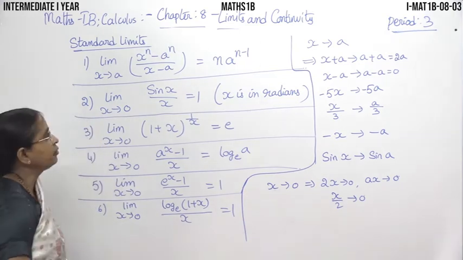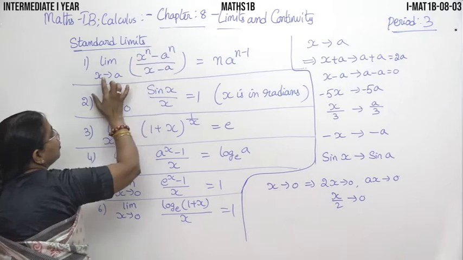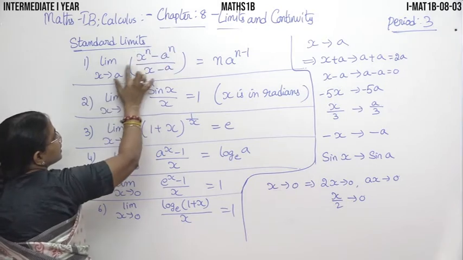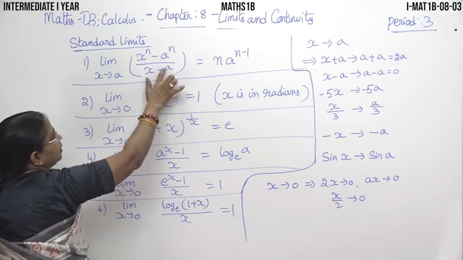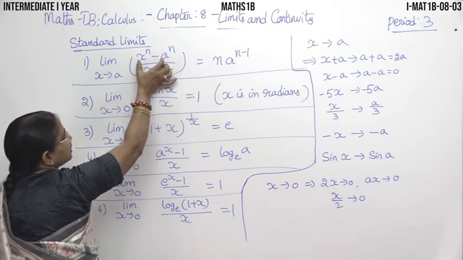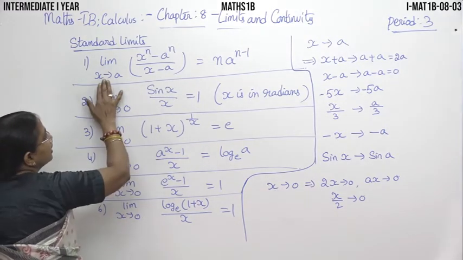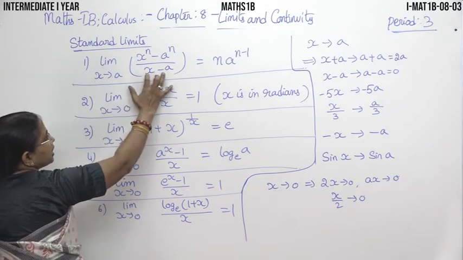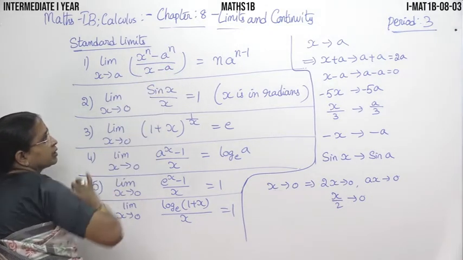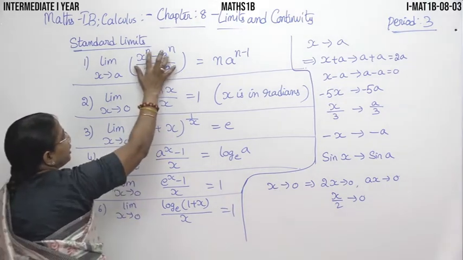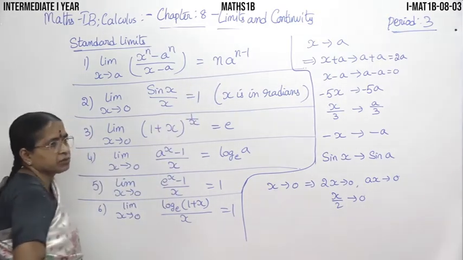So what you have to learn in this is the form, but you should see that these x's are same. These three are same. Power is same. These two are same here. So those things you have to observe. x tending to a. So x minus a here. Here also x and a. Minus. It should be minus only. The power should be n. Then it is n into a to the power n minus 1.